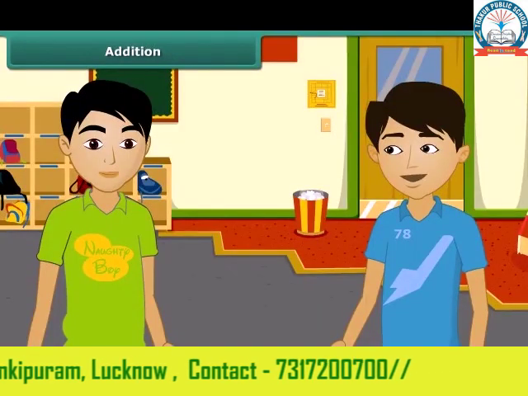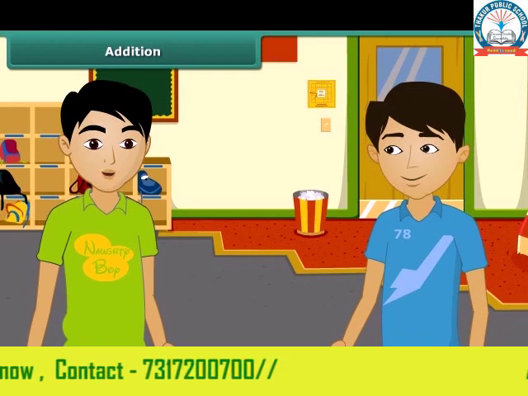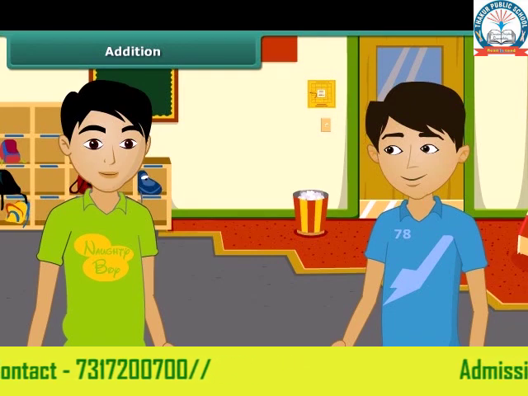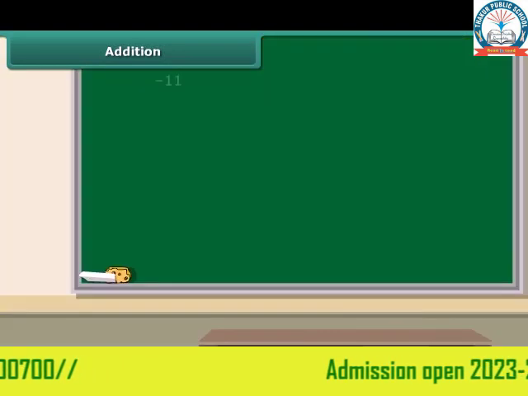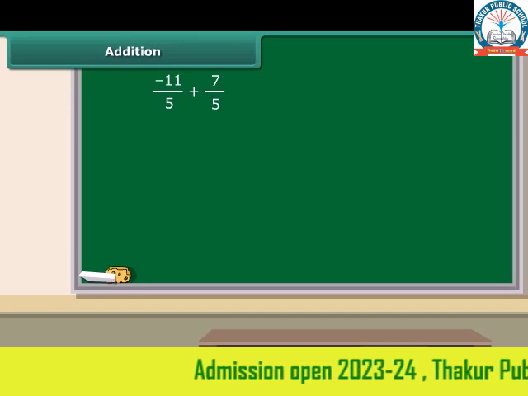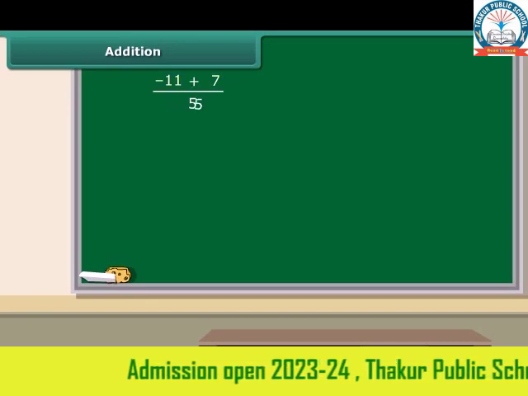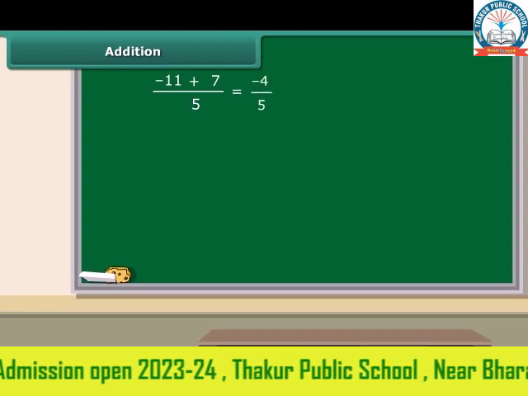Can we add the rational numbers? Yes. If the denominators of the rational numbers are same, then we just add the numerators. For example, minus 11 by 5 plus 7 by 5 is equal to minus 11 plus 7 by 5, which is equal to minus 4 by 5.